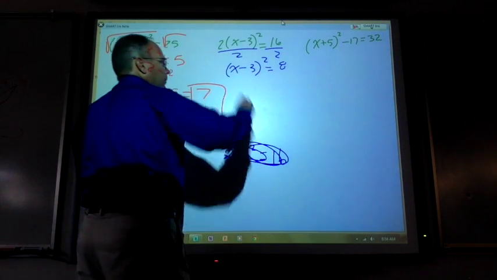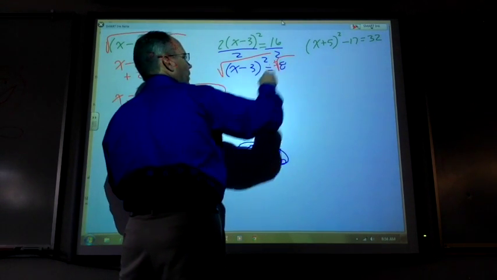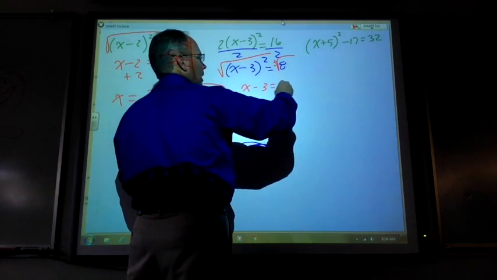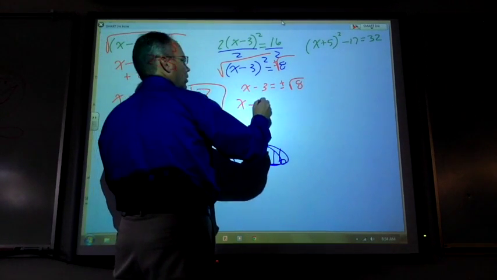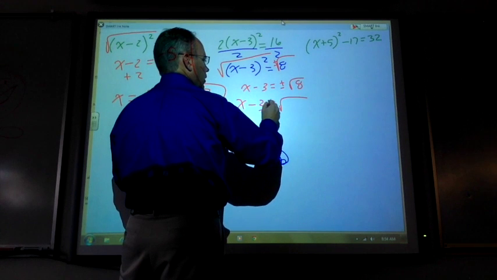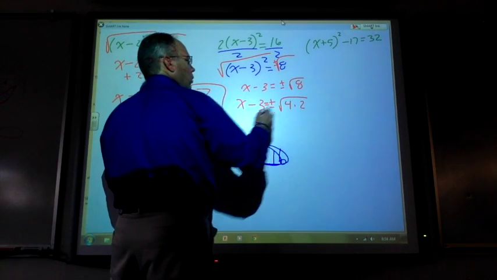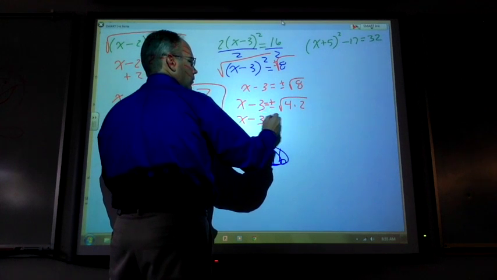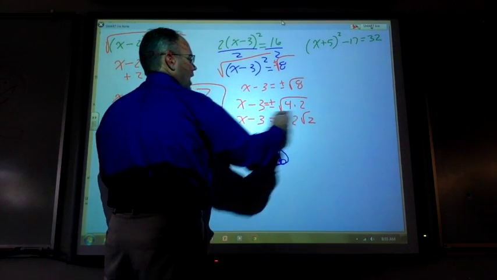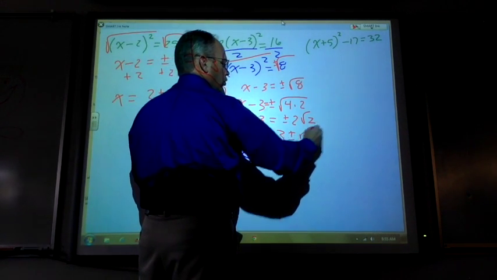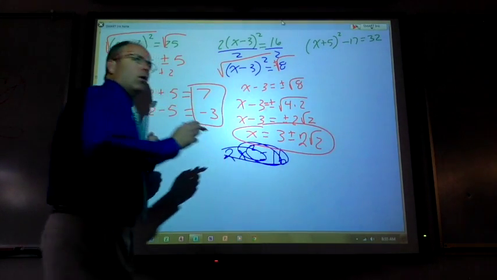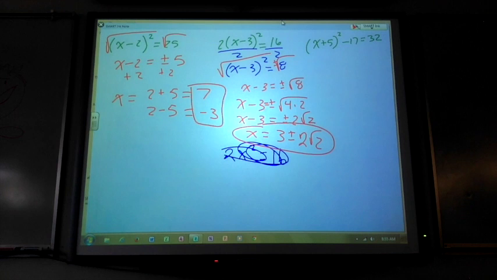Square root both sides. Do you agree? Don't forget the plus minus now. So I get x minus 3 equals plus or minus root 8. Can I break 8 down? Yeah. What is it going to break down to? 2 times 4. What's the square root of 4? So I get 2 root 2. How am I going to get x all by itself now? Add 3. So I get 3 plus or minus 2 root 2. Can I go 3 plus 2? No, they're not like terms right now. Okay, so that's my answer. 3 plus 2 root 2 and 3 minus 2 root 2.